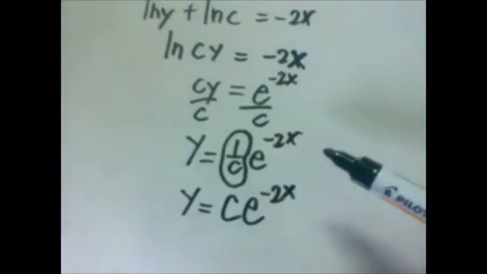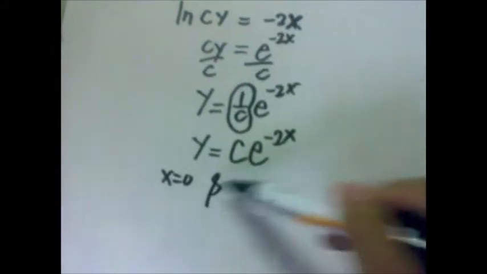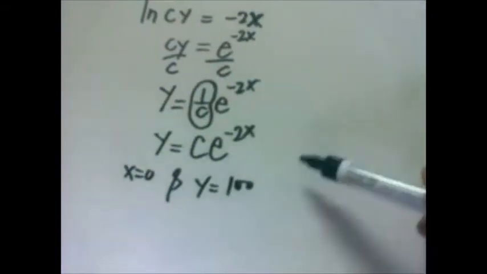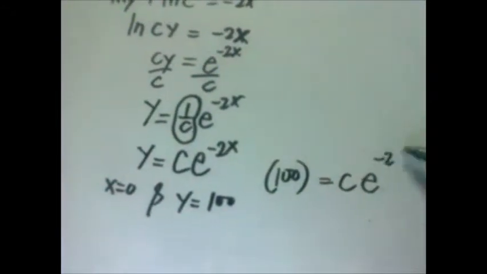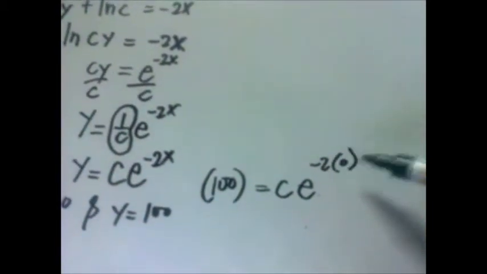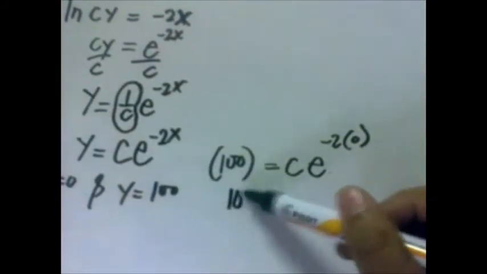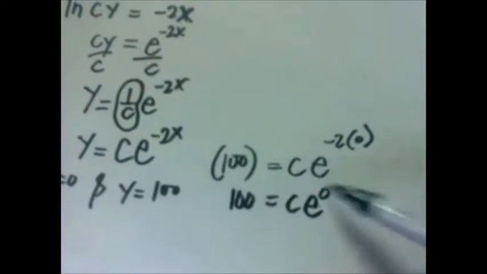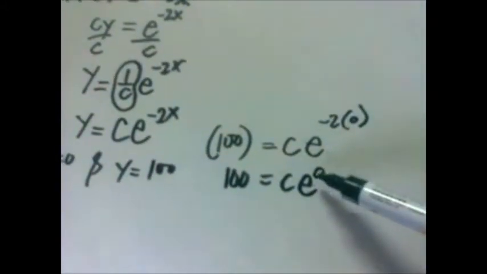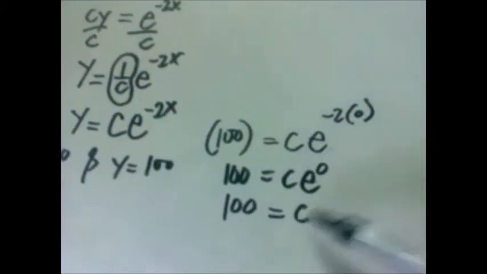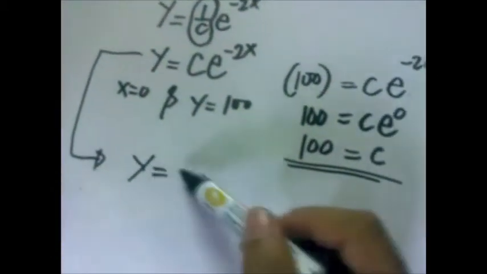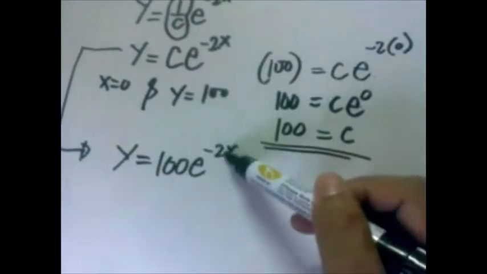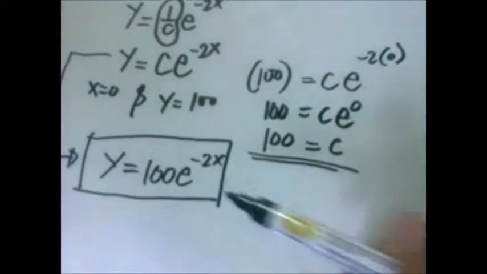Since we were given a condition where x equals 0 and y equals 100, we simply substitute that condition. So y is 100, equals c e raised to negative 2 times the value of x, which is 0. We do this so that we can find the value of c. Therefore, it becomes 100 equals c e raised to 0. Remember that when e is raised to 0, it is automatically equal to 1. So c is now equal to 100, and we have arrived at the value of c. Therefore, in the given equation, y equals 100 e raised to the negative 2x. This is now our particular solution to the given problem.